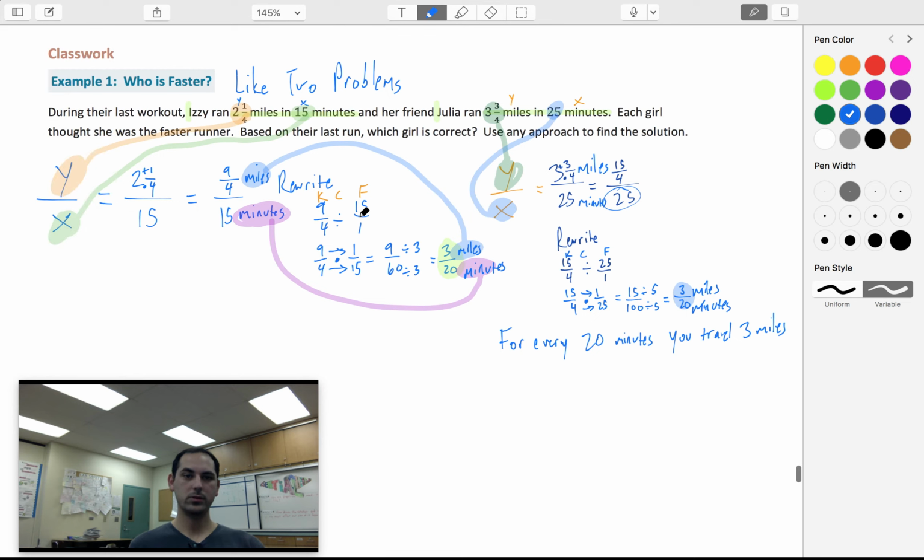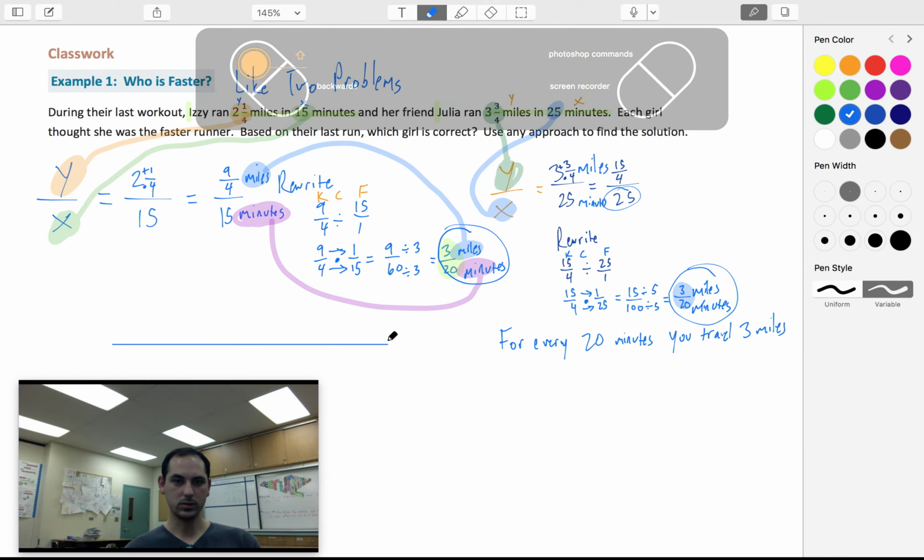Now they both travel 3 miles for every 20 minutes. So each girl thought she was the faster runner. Based on their last run, which girl is correct? Use any approach to find the solution. So we found that their rate here is actually the same. So they're running at the same rate. So they could actually be running side by side, is what this means.